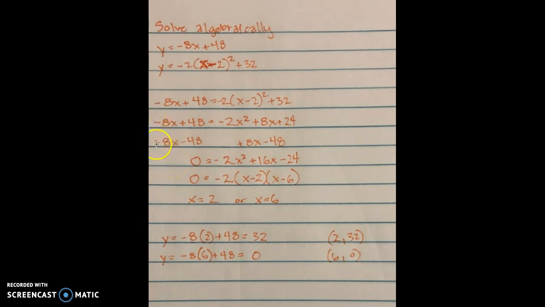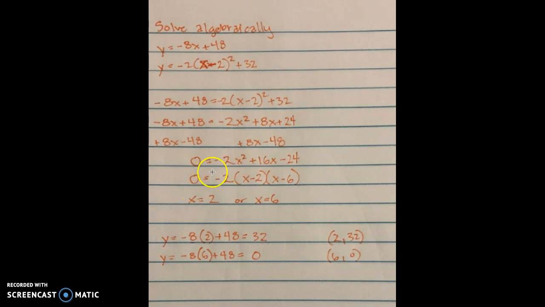And then I'm going to add 8x minus 48, which is the opposite of this, to both sides of my equation. That's going to set this equation to 0, which is going to help me find my x values. And then we can plug those in to find our y values, and then we'll know what our two solutions are. Okay, assuming that there are two solutions. Anyways, so when I do that, I get 0 equals negative 2 times (x squared plus 16x minus 24).